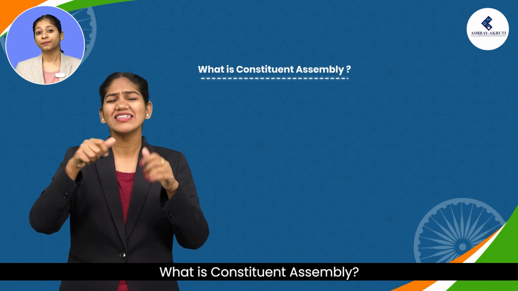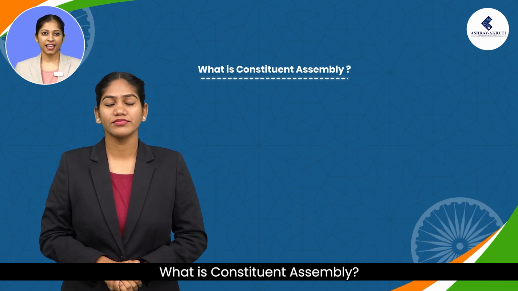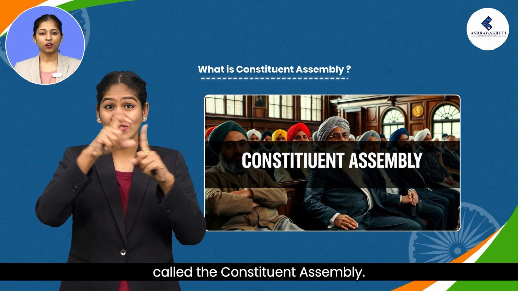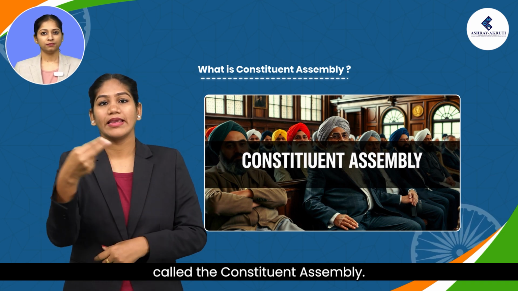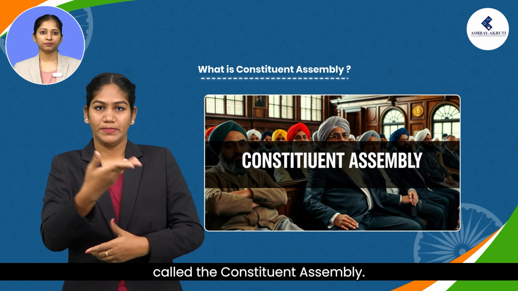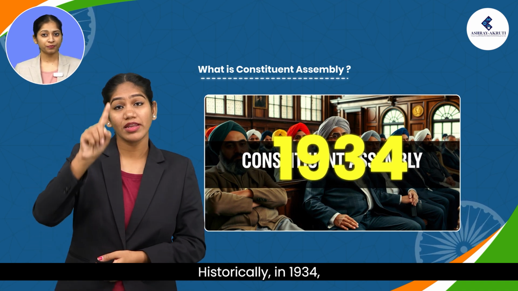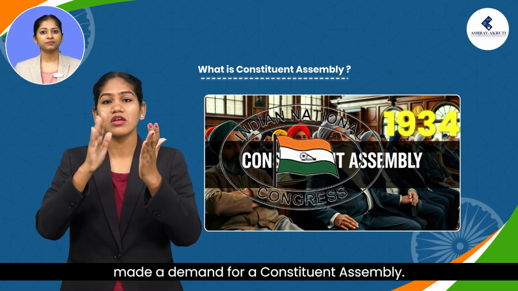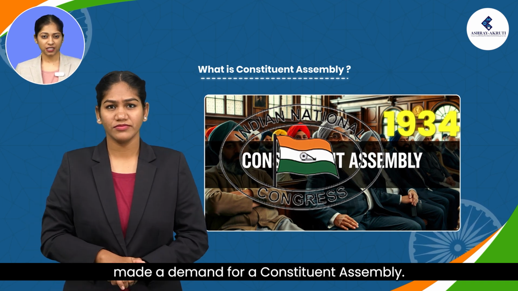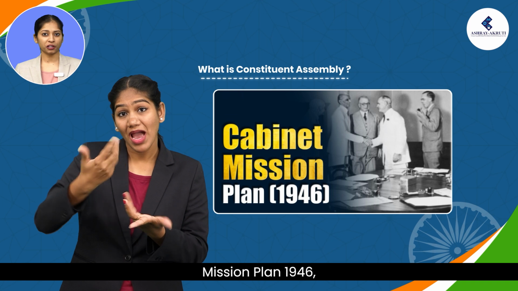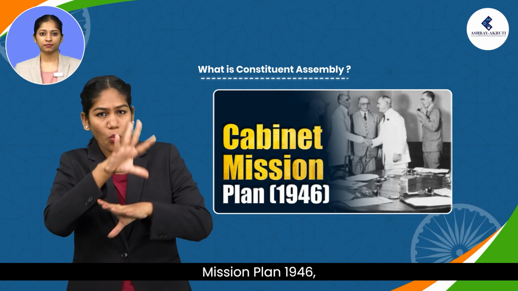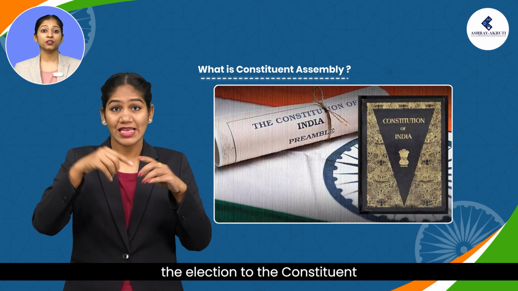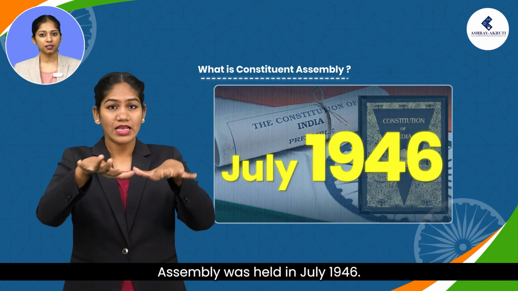What is the Constituent Assembly? An assembly of elected representatives that drafted the constitution is called the Constituent Assembly. Historically, in 1934, the Indian National Congress made a demand for a Constituent Assembly. According to the Cabinet Mission Plan, 1946, the election to the Constituent Assembly was held in July 1946.